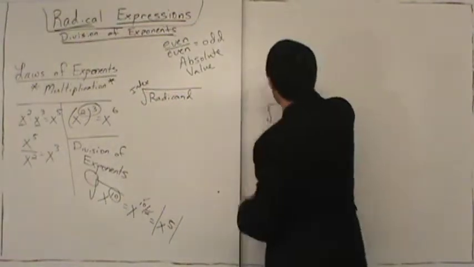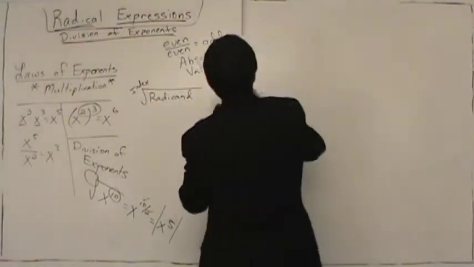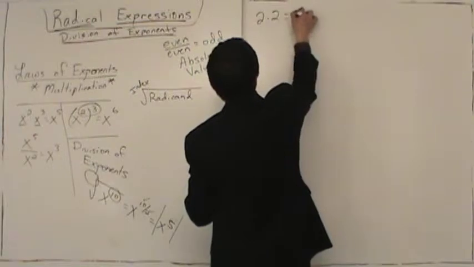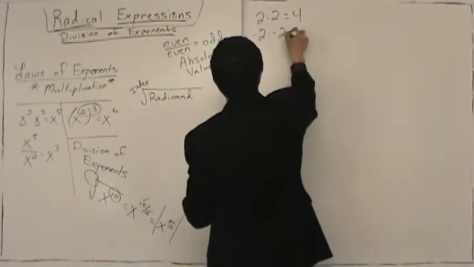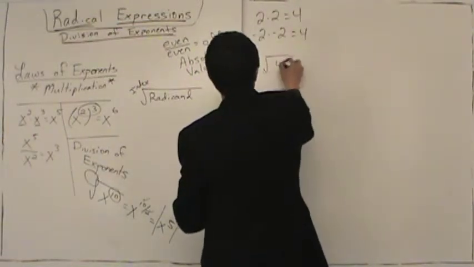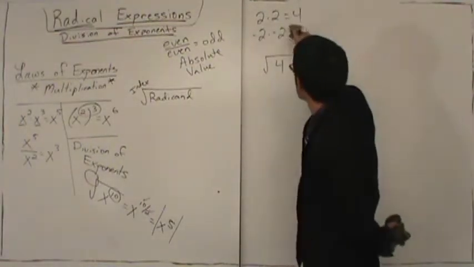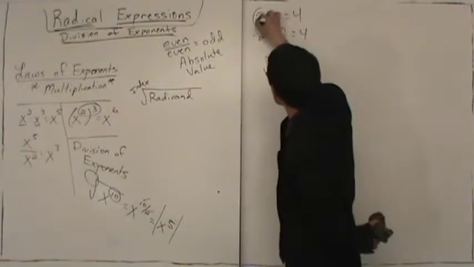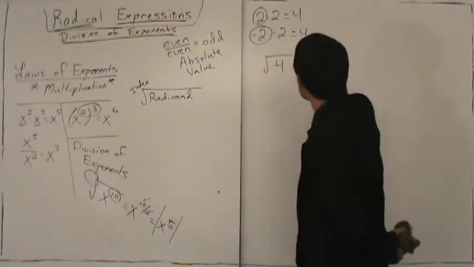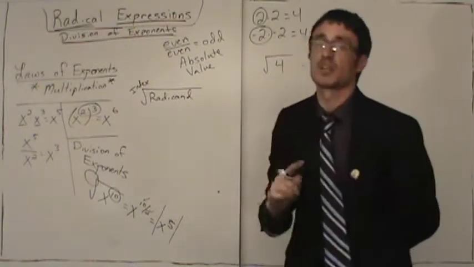Now, also foundations of radicals, really quickly reviewing. 2 times 2 is 4. Negative 2 times negative 2 is 4. So if I ask you what is the square root of 4, this asks the question, what number multiplies by itself to give 4? Can we argue that this is positive or negative 2? Yes, we can argue that this is plus or minus 2.